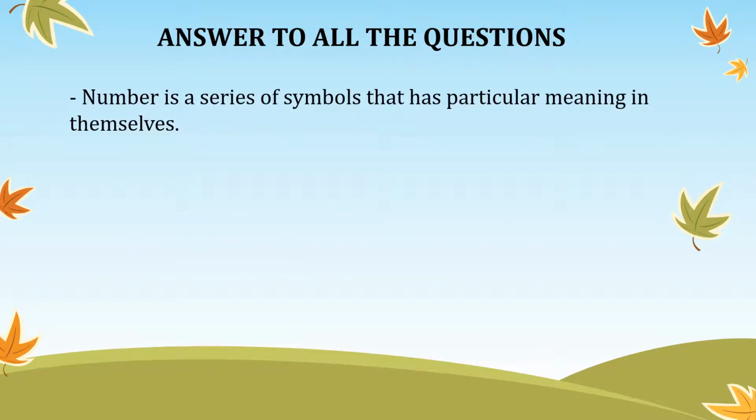Number is a series of symbols that has particular meaning in themselves. तो नंबर नेम्स क्या होते हैं? कुछ एक ऐसी सीरीज होती हैं जिनका खुद का अपने आप में एक मीनिंग होता है. ठीक है, मीनिंग किस तरीके का, उस मीनिंग को हमें समझना है. सो एक सीरीज होती है, सिंबल्स होते हैं, या सिंबल्स के बजाय हम कह सकते हैं कि एक नाम होता है नंबर का, जिसको हम बोलते हैं और उसे हम लिखते भी हैं.